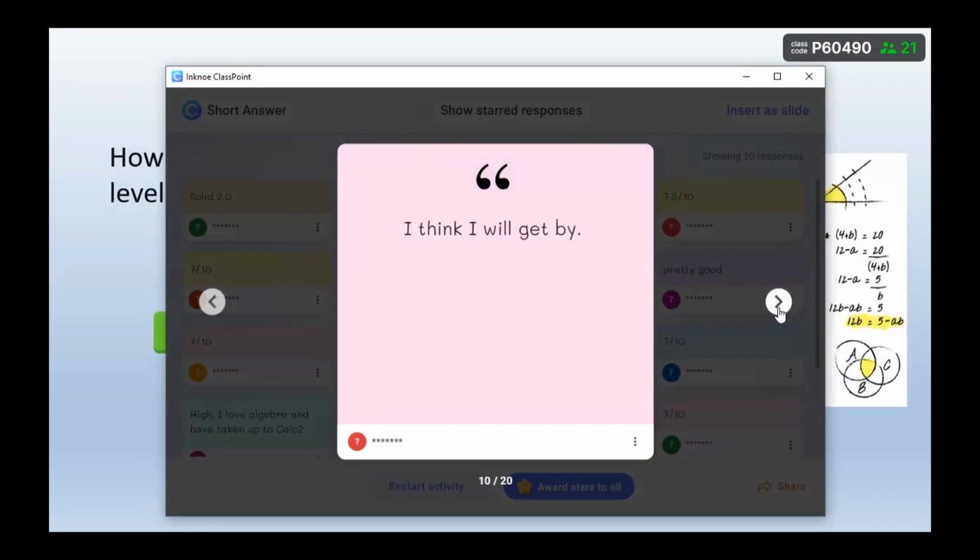Pretty good. Okay, 7 out of 10. I think I will get by. Rusty, but good. 7. I love algebra and I have to. Okay, perfect. So good. Not too bad. Okay, great. We'll probably just need a little refresher. Okay, that's good. If you need a refresher, you can use that packet, which is available on your D2L.